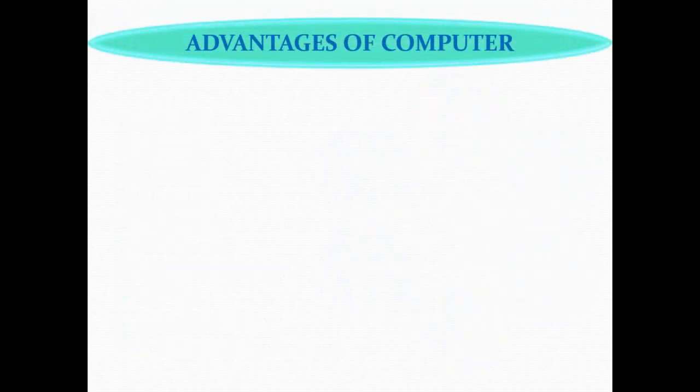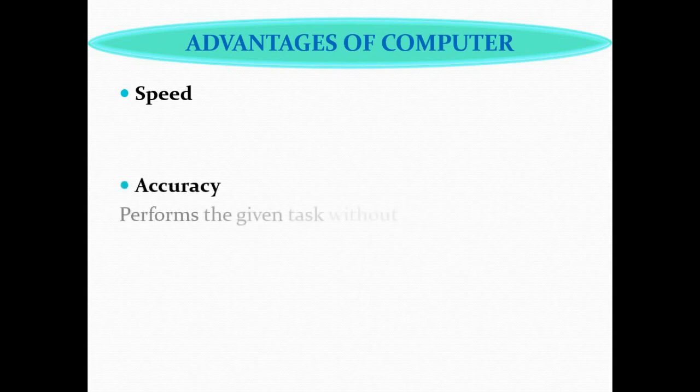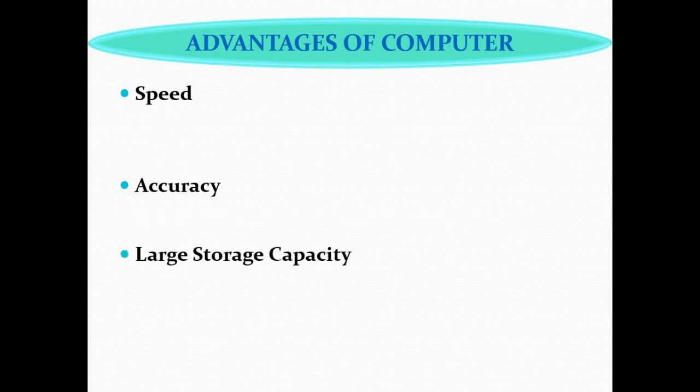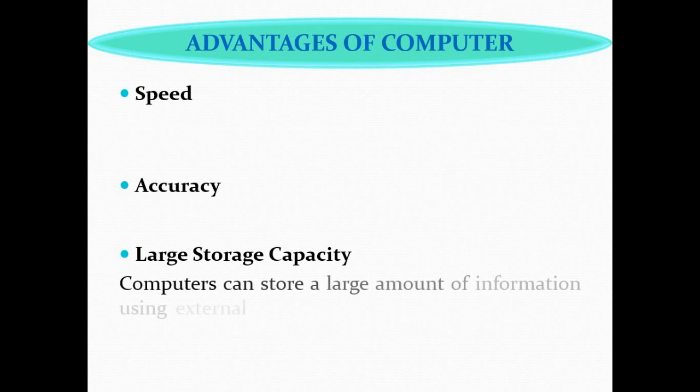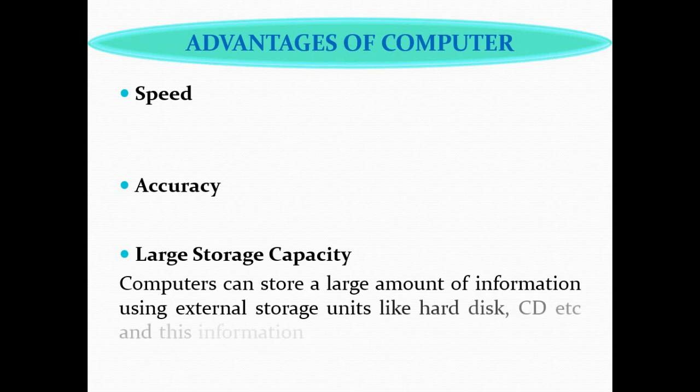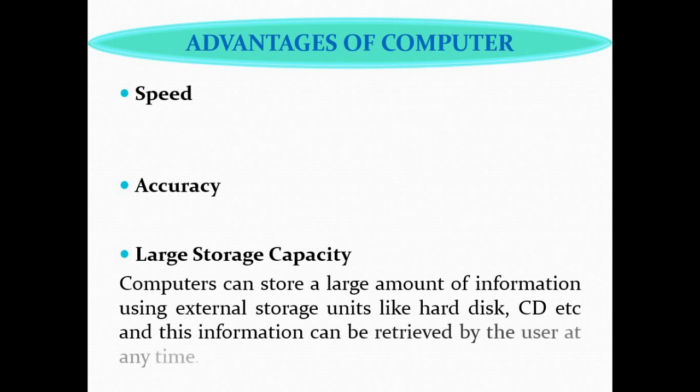So next, coming to the advantages of computers. So firstly, computers are very fast, that is speed. Computers work at a very high speed. Accuracy, performs the given task without any error. Large storage capacity, computers can store a large amount of information using external storage units like hard disk and CD. And this information can be retrieved by the user at any time.